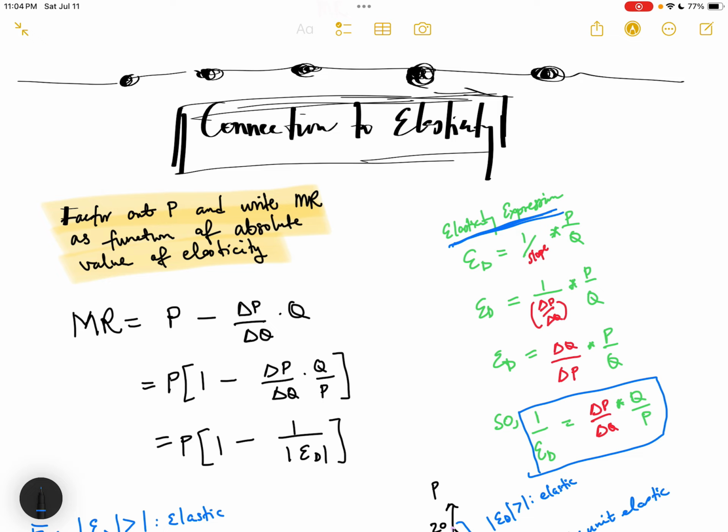And so we write 1 over the price elasticity of demand as change in P over change in Q times Q over P. Okay, we take that and substitute it right here for this stuff. And so this is what we have.